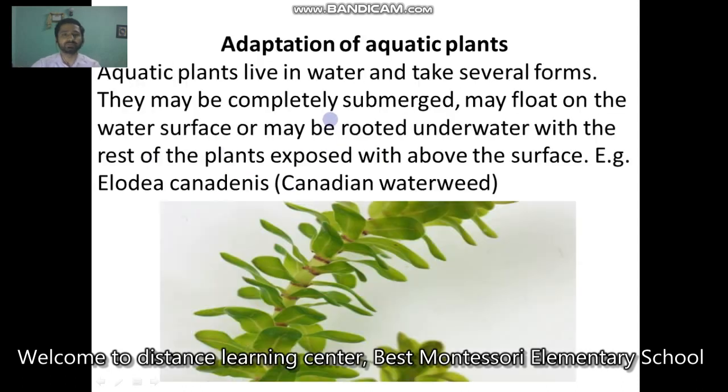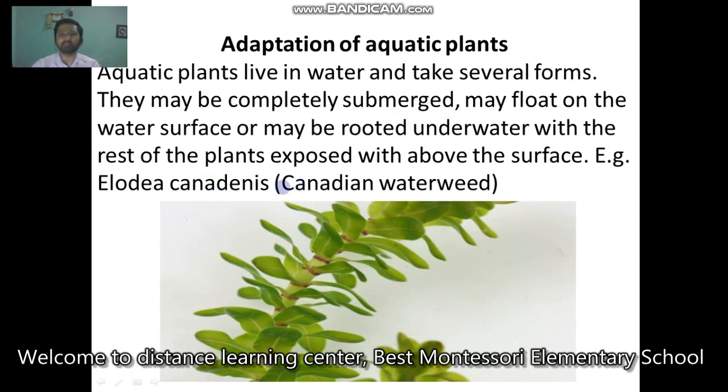Let's move quickly. Okay, now adaptation of aquatic plants. Aquatic means water, aqua, water. That means plants living in water. They have different forms. They may be submerged, neither floating nor sinking, may float or be completely sinking. Here I have taken an example of Elodea canadensis, that is the Canadian waterweed.